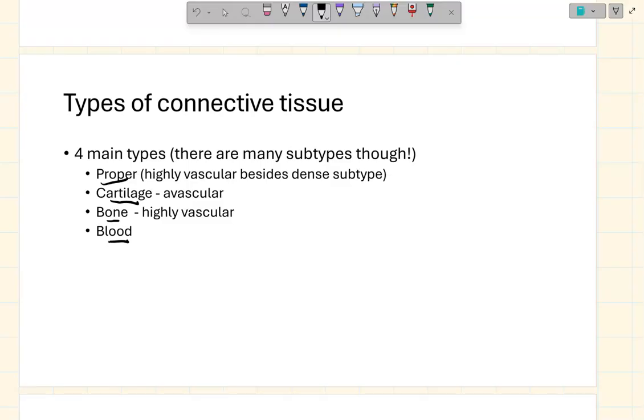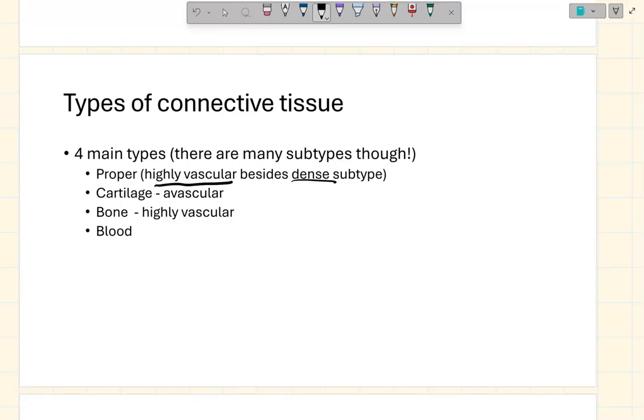And the amount of vasculature that connective tissue gets can vary between the different types. And by vasculature, I mean how much blood is going there. So cartilage, for example, is avascular. Of the proper connective tissue, it is typically highly vascular, besides the dense subtype. So we'll talk about what that subtype is in a little bit.